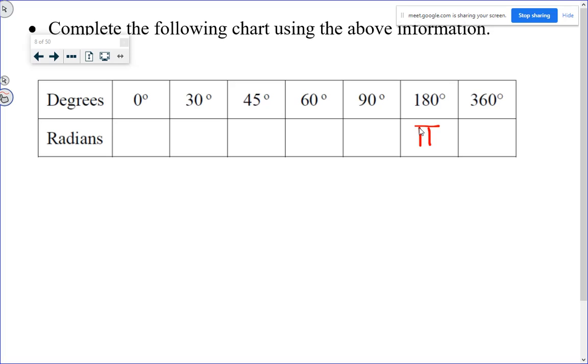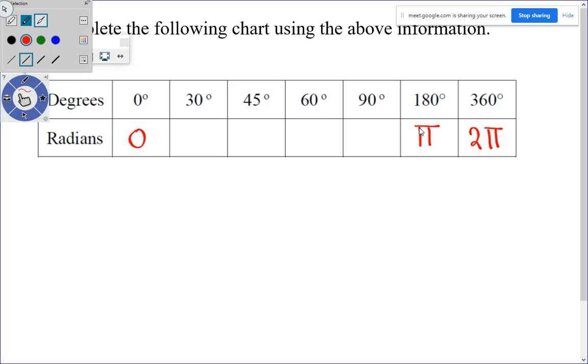And we want to write how many radians all of these angles are. Well, clearly 0 degrees is 0 radians. And I hope it's obvious that if 180 degrees is pi radians, 360 would be 2 pi.